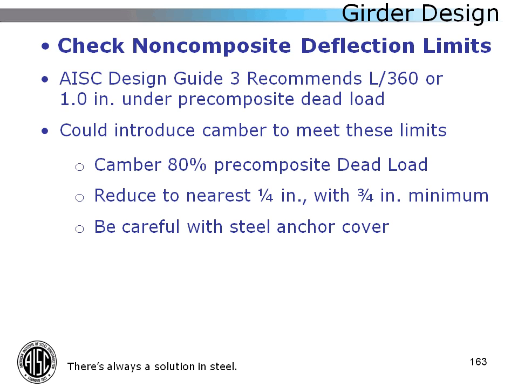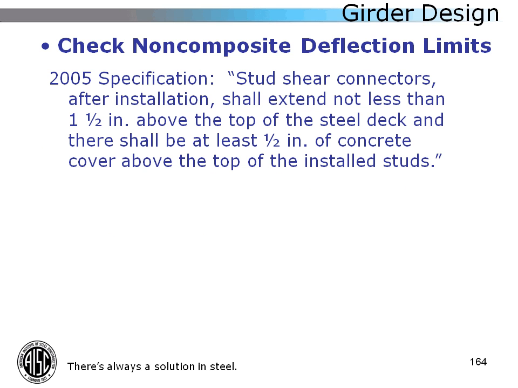This is just realizing the fact that your simple connections on the end really aren't so simple. They do provide some amount of stiffness. Reduce it to the nearest 1/4 of an inch with a 3/4 of an inch minimum. And be very careful with your steel anchor cover. The reason I say that, there was a change between the 2005 and 2010 specification. In 2005, we said the second part of this sentence, that there shall be at least a 1/2 inch of concrete cover above the top of the installed studs.